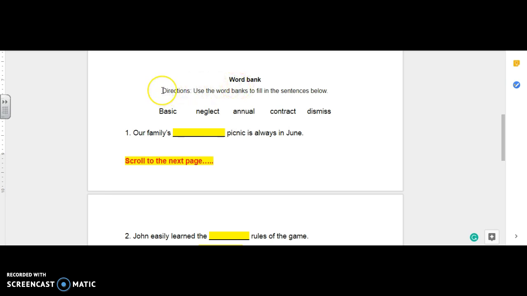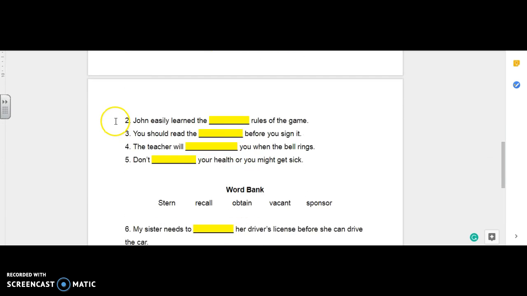Word bank. Directions. Use the word banks to fill in the sentences below. Basic, neglect, annual, contract, dismiss. Number 1. Our family's blank picnic is always in June. 2. John easily learned the blank rules of the game.